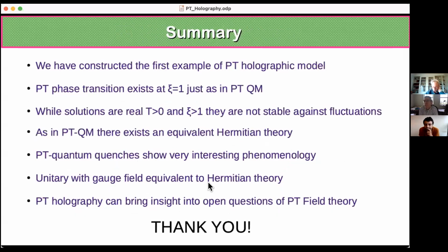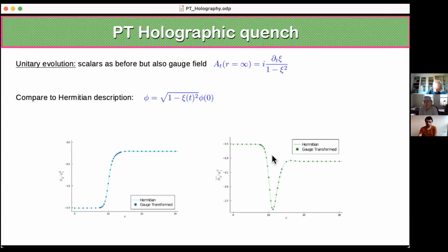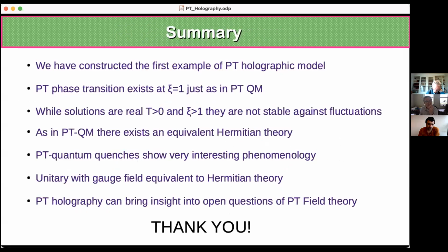Okay, so in a way, what this tells you is that if you introduce this gauge field in addition, what you're doing is a gauge-transformed evolution of a Hermitian theory, just described through this PT theory. Okay. So I finish here. That's the summary.